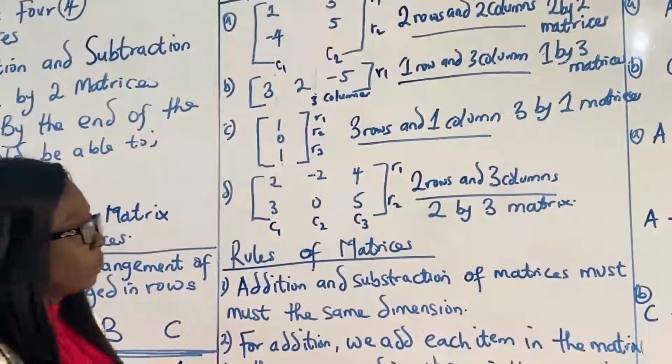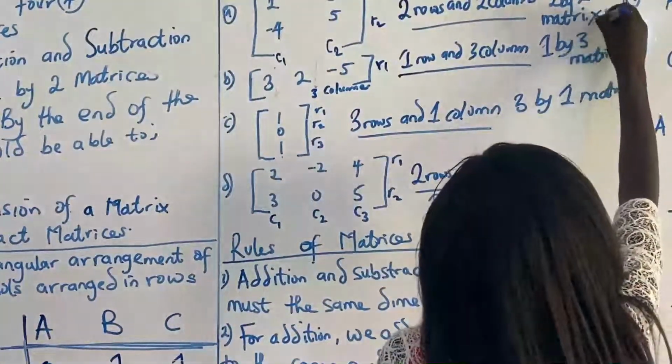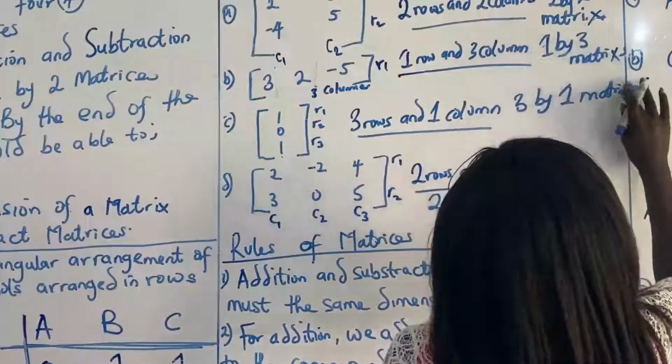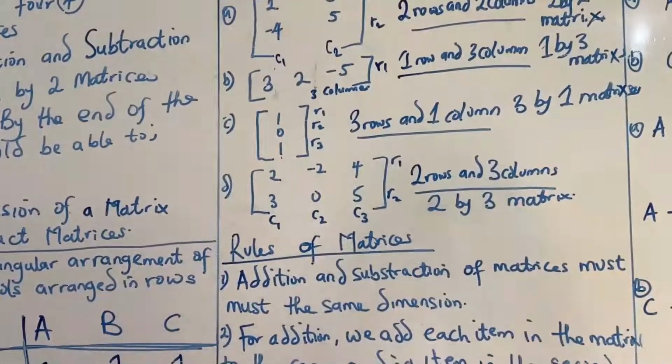Okay? 2 by 3 matrix. And this one is 2 by 2 matrix. 1 by 3 matrix and 3 by 1 matrix. So try to pause the video and go through them again.